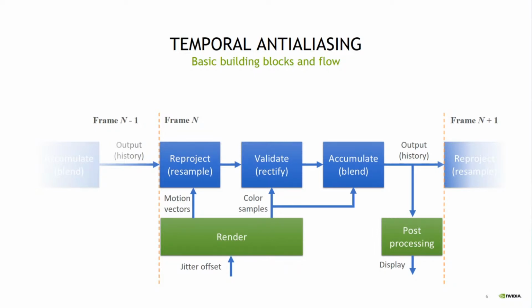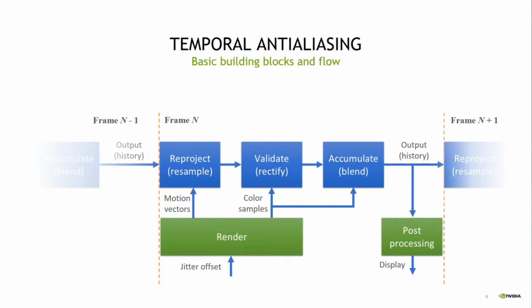Let's dive into some more details. Here's a block diagram of how most TAA techniques work. The blue blocks are the TAA components, and the green blocks are from the render engine. As you can see, TAA is a recursive process, which means that the output of the previous frame feeds into the current frame. For simplicity, we call that history. The first step of TAA is to reproject the history frame into the current frame to compensate for any scene motion. The renderer supplies the per pixel motion vector between the two frames to this step. And then we either validate or rectify the history data using color samples from the current frame render.